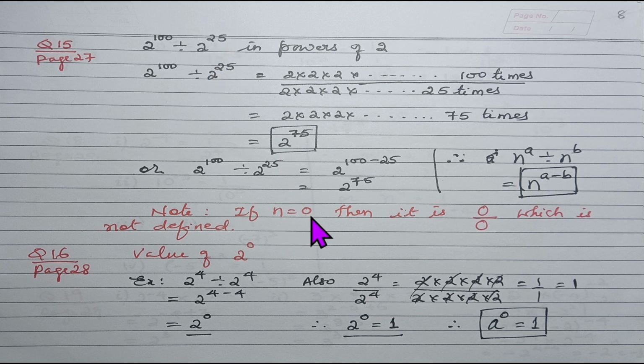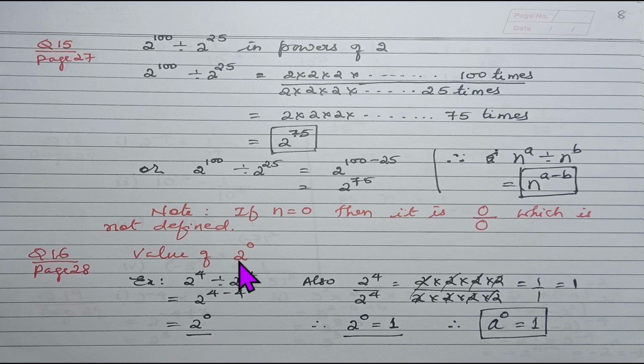If n is equal to 0, then what would be the case? Then you find that it will be 0 by 0, which is not defined. Now what is the value of 2 raised to 0? Let us understand with the help of an example here. If I take 2 raised to 4 divided by 2 raised to 4, that means it is 2 raised to 4 minus 4, and that is 2 raised to 0.